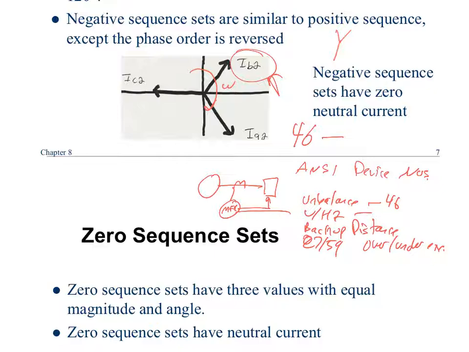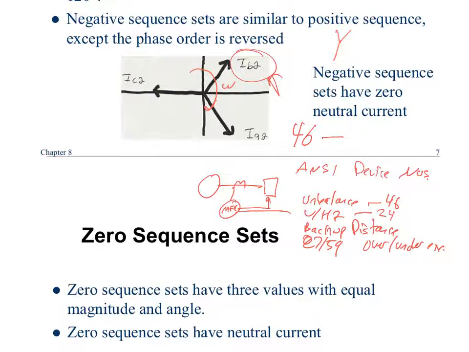Volts per hertz is, I don't think it's 40. That's breaker ground. Volts per hertz is, come on, close.